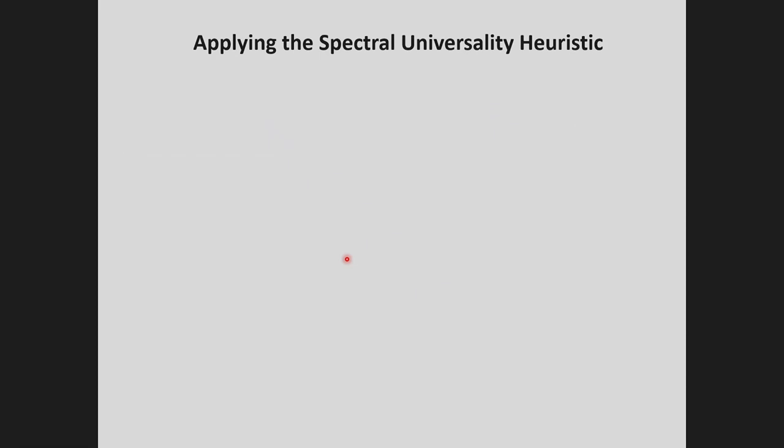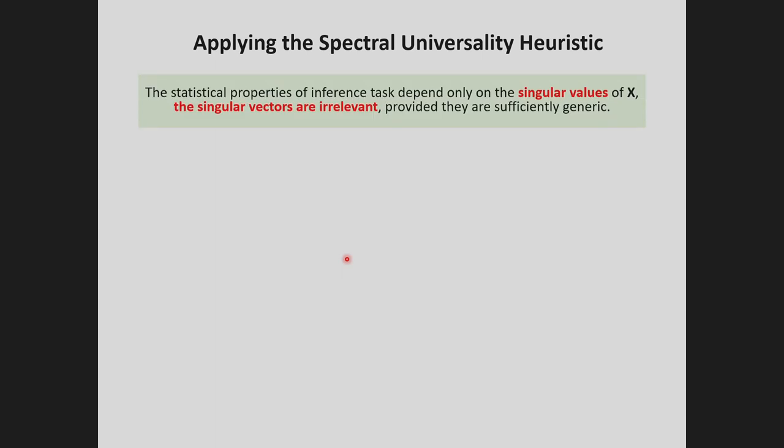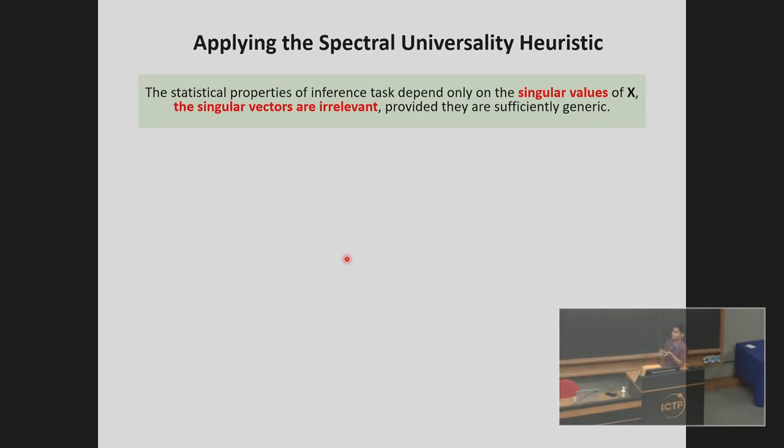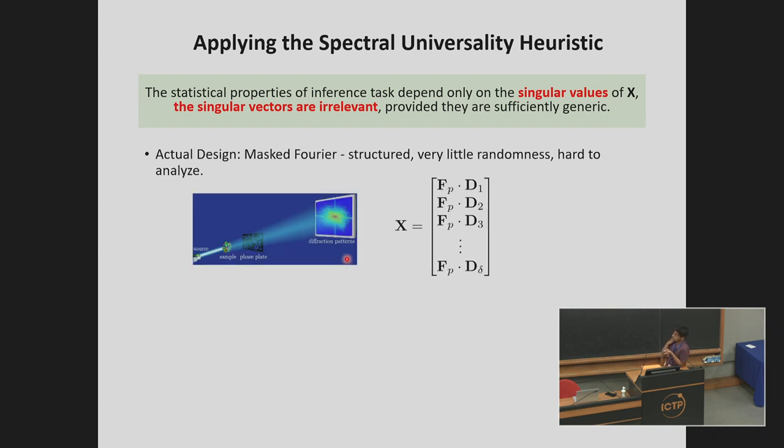So this is exactly the problem in which we should try to apply the spectral universality principle that I told you about in the first part of the talk. I'll just recall, it says that only the singular values of your design should matter. The singular vectors might not matter unless they are very exceptional. The actual design that we care about is the mask Fourier design. It's very structured, very little randomness, and we don't know how to analyze this. But it turns out you can write down its SVD.